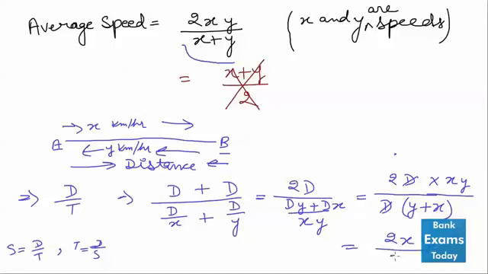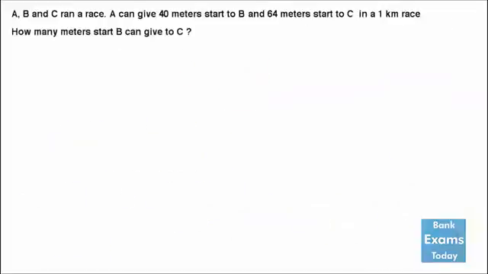2xy over x plus y. So that's a formula to calculate the average speed. A, B, and C ran a 1 kilometer race. A can give 40-meter start to B and 64-meter start to C in a 1 kilometer race. How many meters start B can give to C?